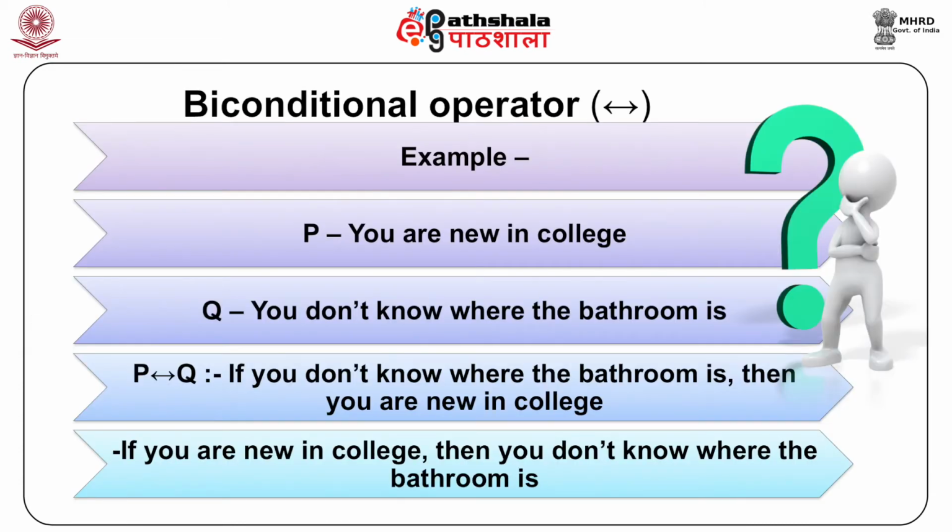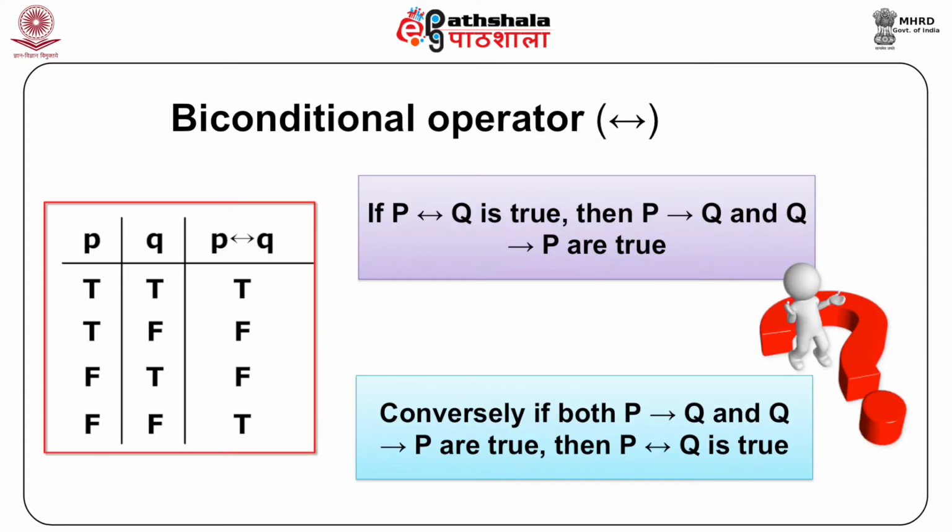Next, we will study biconditional operator. For example, P stands for you are new in college and Q stands for you don't know where the bathroom is. Then P if and only if Q means that if you don't know where the bathroom is, then you are new in college, or if you are new in college, then you don't know where the bathroom is. The truth table is as given in the figure.